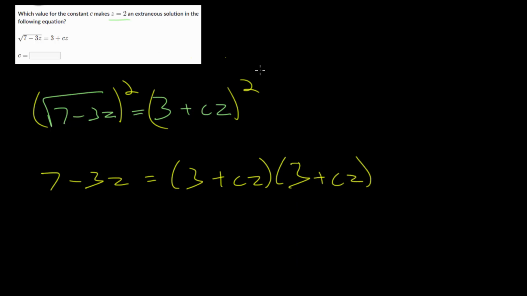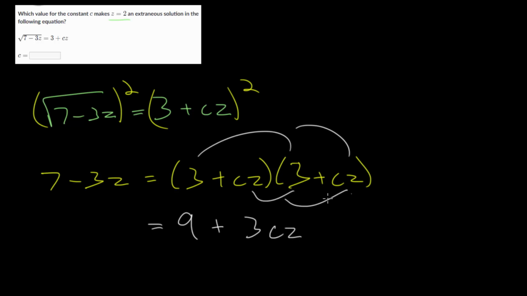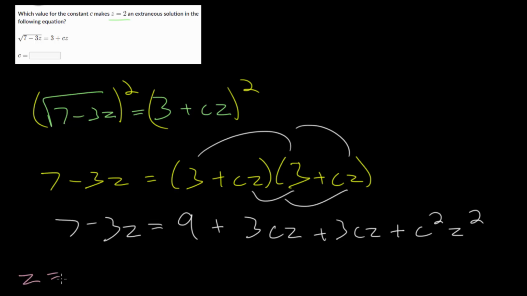But since we've already squared it, and this equation is going to have two solutions where one of them is extraneous, at this point we can plug in our z value of 2. But first I'm going to multiply everything out and then I'll plug it in. So on this side we have the 3 distributing, so you get 9 plus 3 times cz. And then the cz distributes, we get plus 3 times cz again, and cz times cz would give us c squared times z squared. And like I mentioned, now we can just plug in our z value.